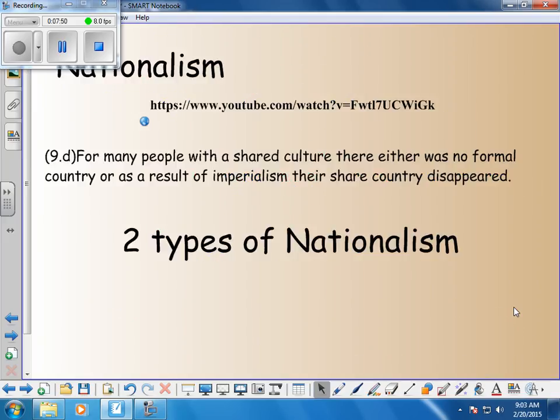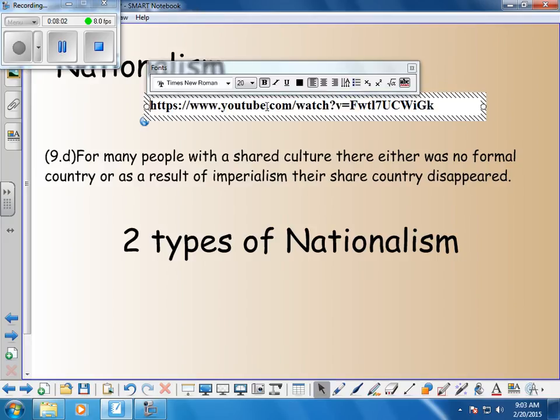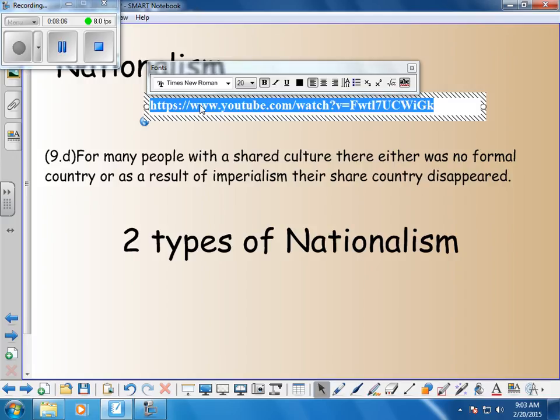All right, nationalism. Now, I have to tell you, this is a video, and I've tried to do this once already, and it messed up my recording, so I'm going to leave this to you. So please follow my instructions here. You will want to go to YouTube and double-click on this address, highlight it, and copy.